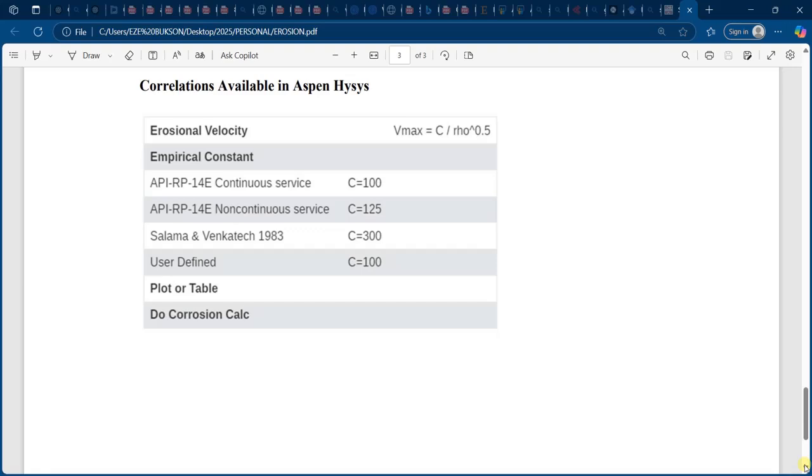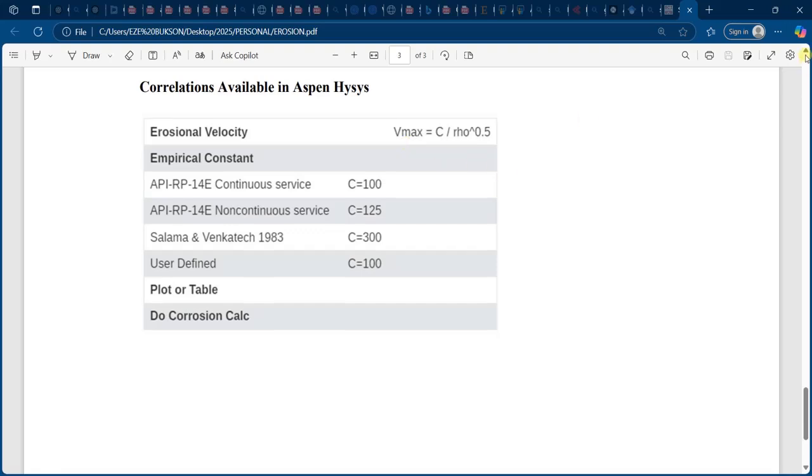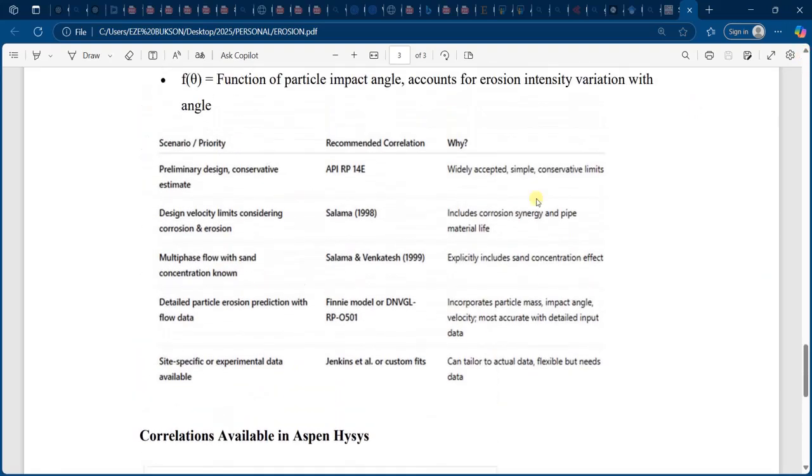And each of them has values of C, right? They all have C values that would be used to determine Vmax, the Vmax that we highlighted earlier on in the video. Each of them has different C values that are used to determine Vmax. We also have another table here that helps you have an idea of which correlation to use and why you should use them, right?